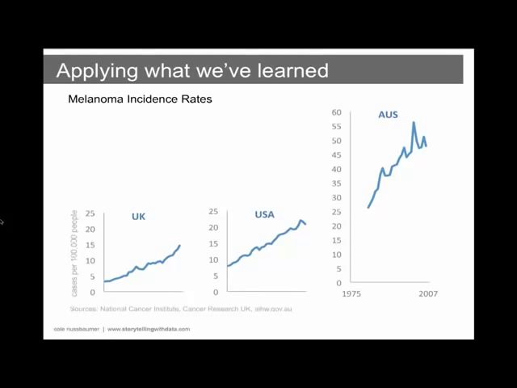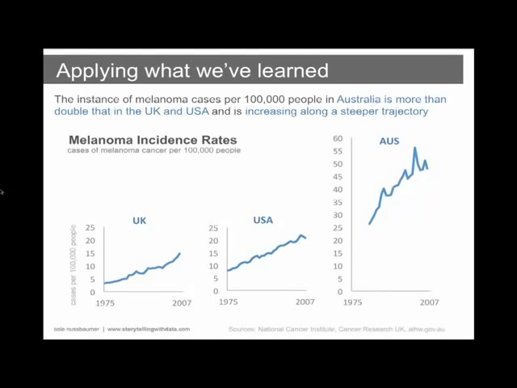So now we're at the point where we can put our story into words. And this is where I end up with this graph. So we have our takeaway at the top. The incidence of melanoma cases per 100,000 in Australia is more than double the UK and the US and is increasing along a steeper trajectory. Note how I've used the preattentive attribute of color just in places so that somebody can scan and kind of see what's going on. Everything in the graph is labeled. We've stripped out the visual clutter. And this is where we end up.